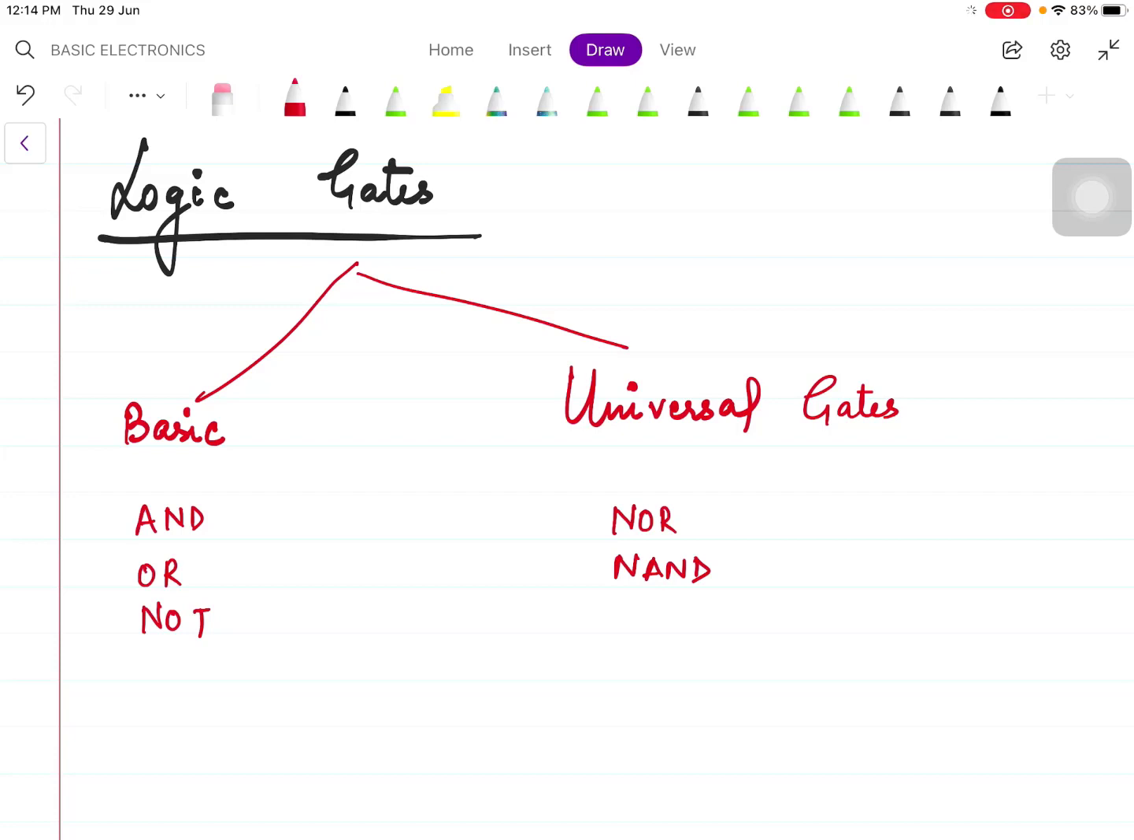First of all, let us understand why universal gates are so called. Universal gates are so called because you can realize any expression by using any universal gate individually. You do not need any other gate besides this universal gate to realize any expression. You can realize any expression either by using only and only NOR gate, or you can realize any expression by using only and only NAND gate. You do not need any other gate to realize any expression.